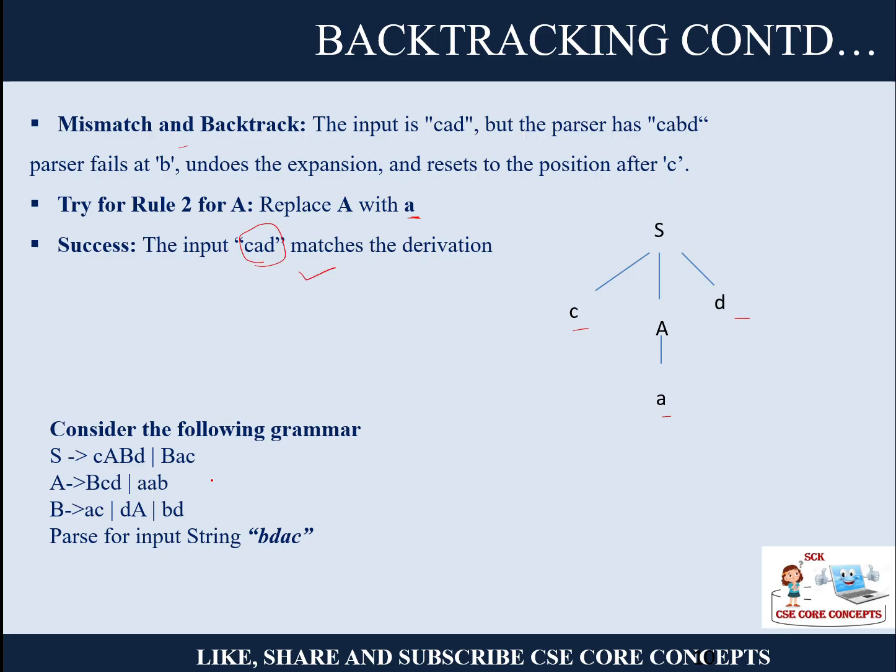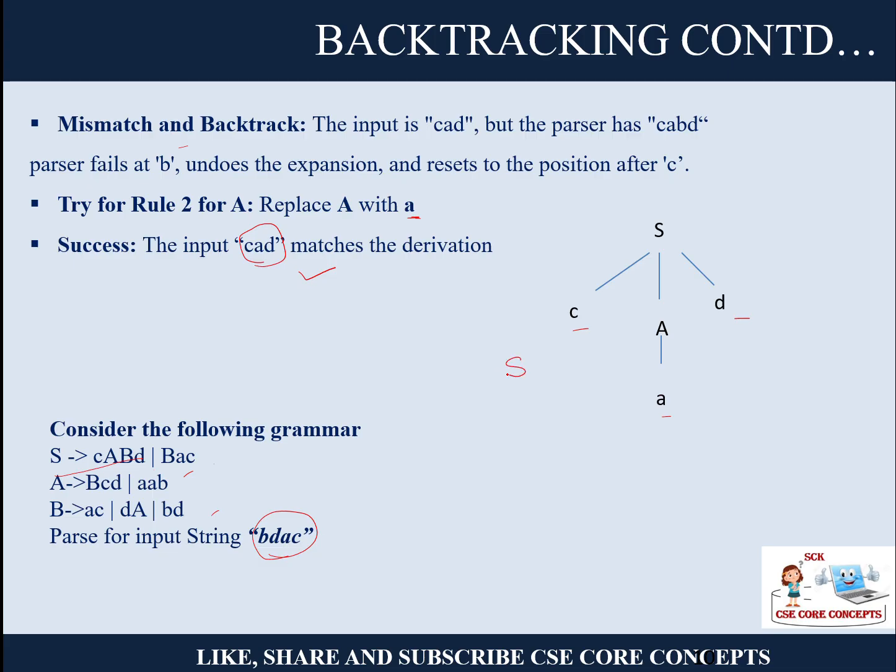So I am giving you another grammar. Consider this grammar where S has multiple rules. S is CABD or BAC. A and B all have multiple rules. I want my input string to be BDAC. Will you be able to solve it? Please try and write the answer in the comment.